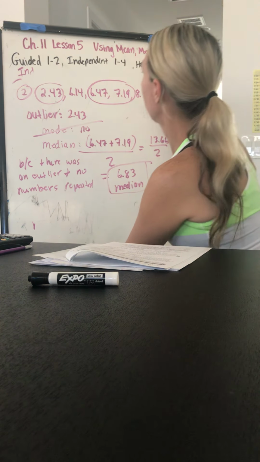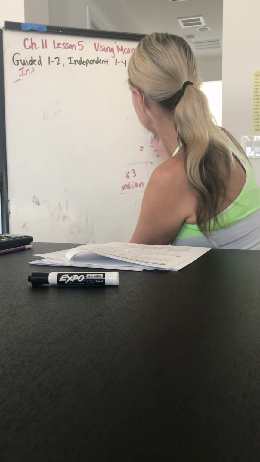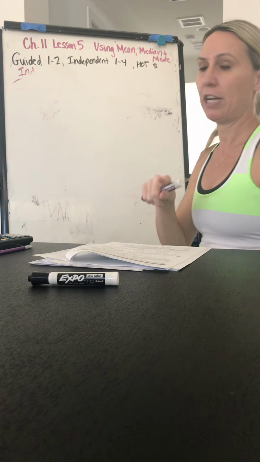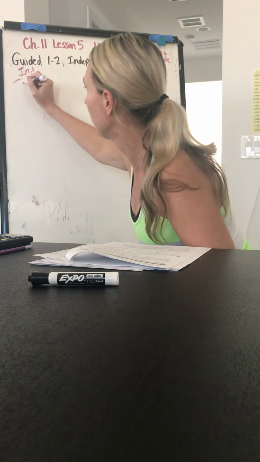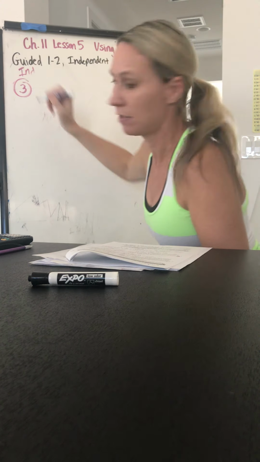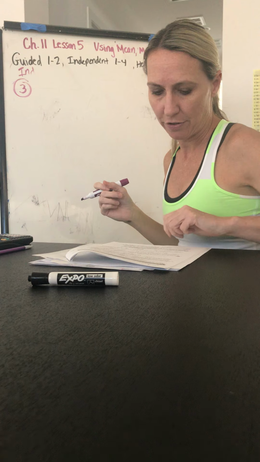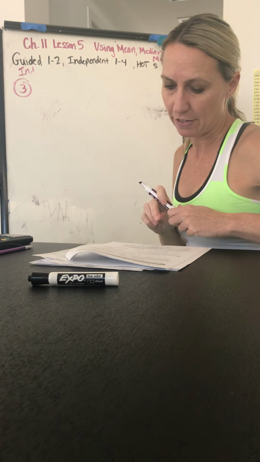Now we're going to do number 3 on the independent. Bentley, will you check and make sure that I'm not writing too small? Okay, the table shows an average depth of several lakes. So the first thing I'm going to do is write your data in order.